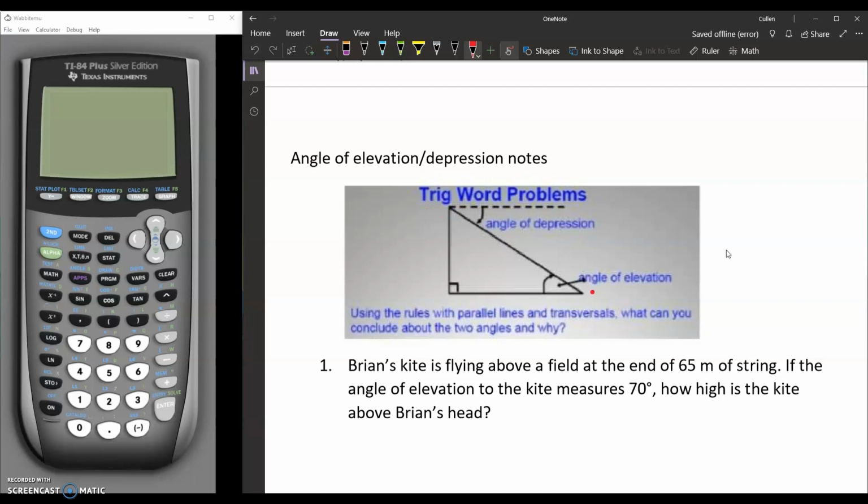But the angle of elevation is kind of the opposite of that. So imagine I'm down here at the bottom instead, and I'm looking up and seeing something. So my view is up. That's called an angle of elevation. So if you're looking down, angle of depression. If you're looking up, angle of elevation. That's what's important so far.